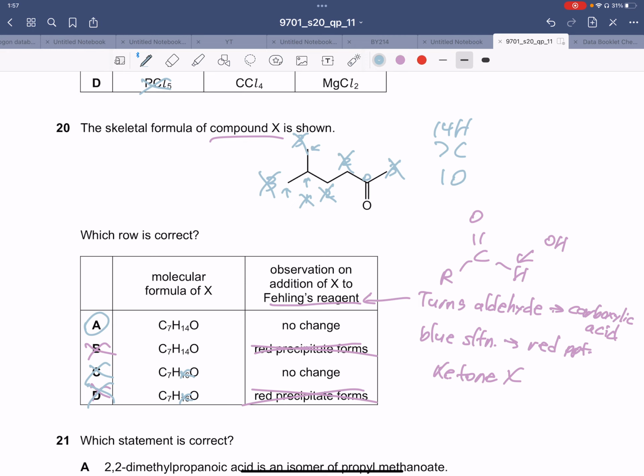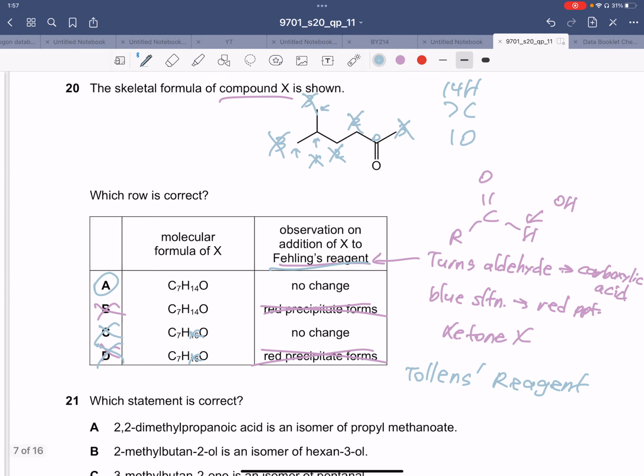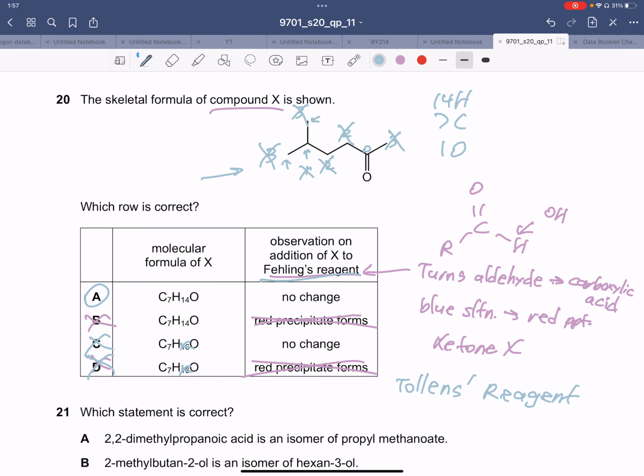So yeah, make sure you know Fehling's reagent. The other one, by the way, they didn't ask this, but Tollens' reagent. This is the other one. Tollens' reagent will create a silver mirror when reacting with an aldehyde, and it will form no reaction, aka it will just remain colorless if you react it with a ketone. So make sure you know those two. And also, just the counting method in general, pretty easy.